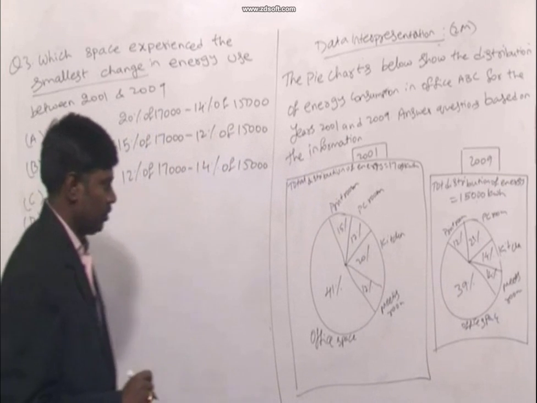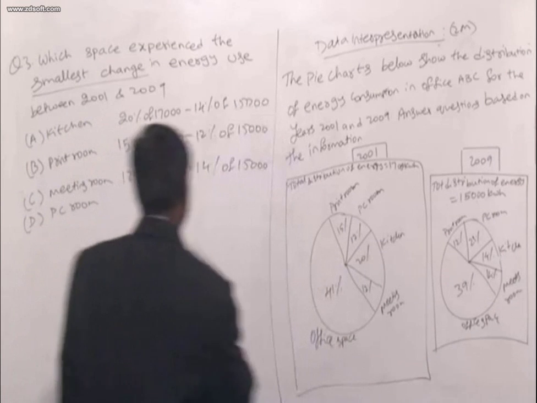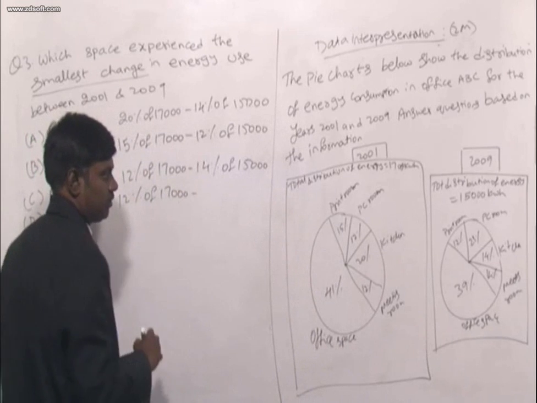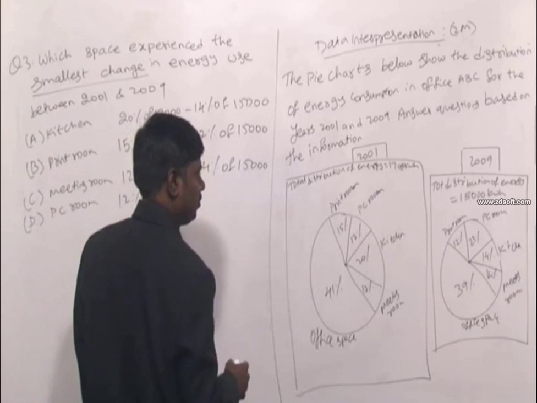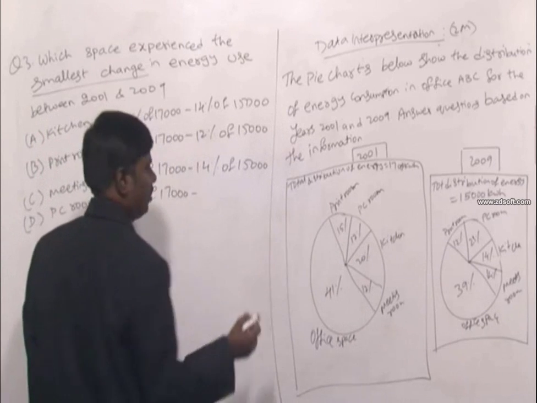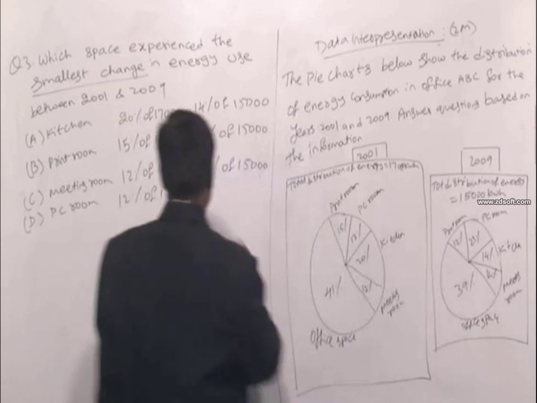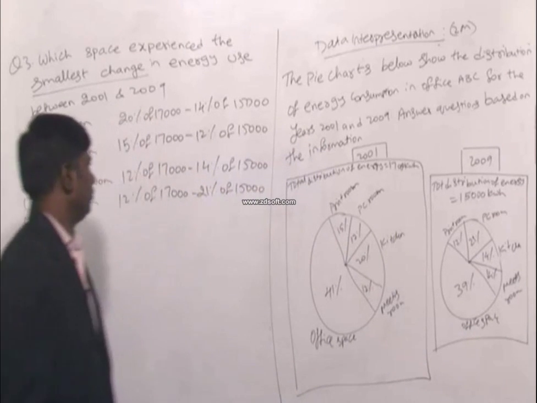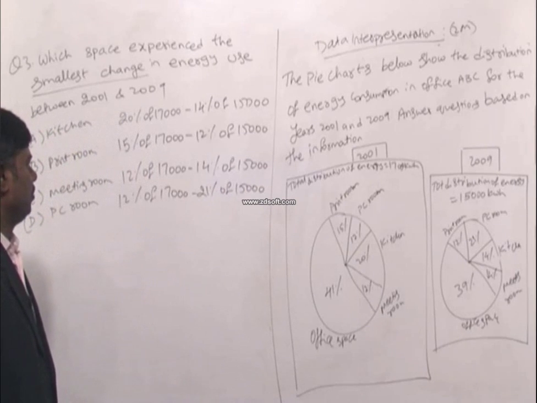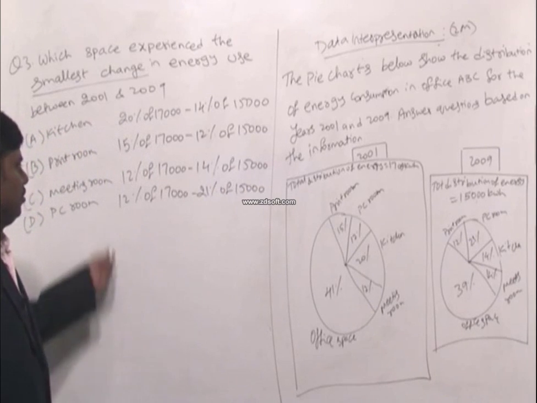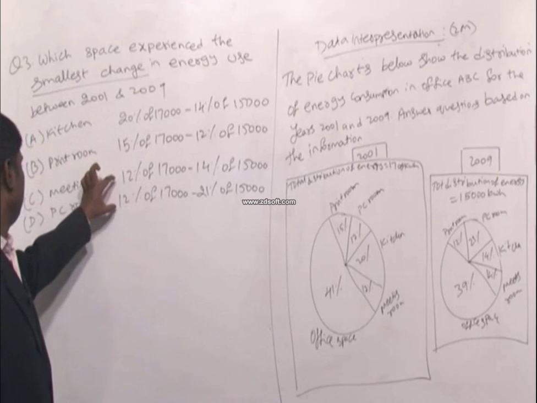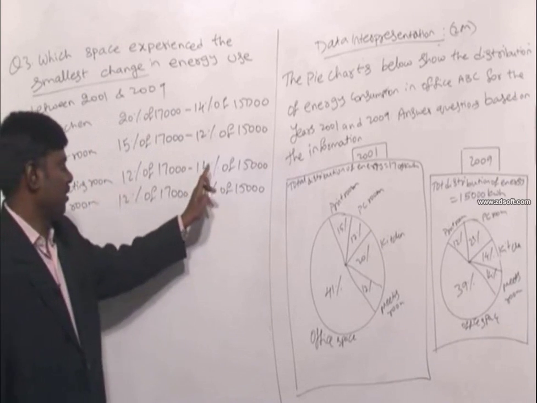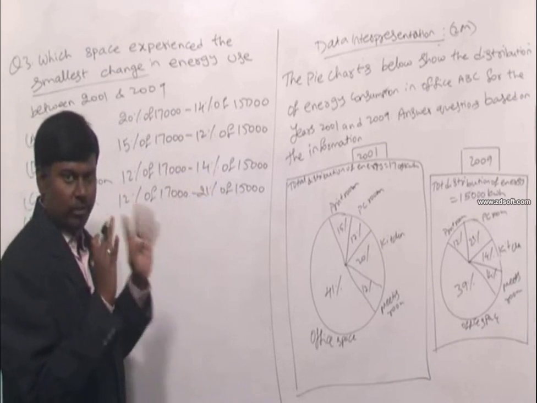Okay. Next, PC room. For PC room, 12% of 17,000 minus PC room there is 21%, 21% of 15,000. So the comparison, if you have to do, I'll go with these two choices, right? Why? Because just by looking at the percentage increased and the number reduced, the change will not be much.